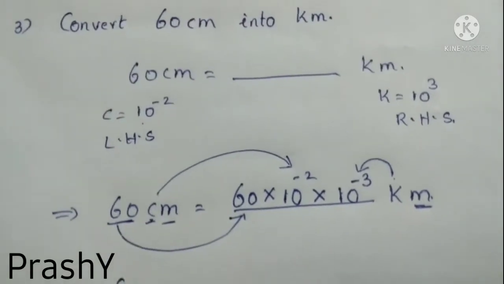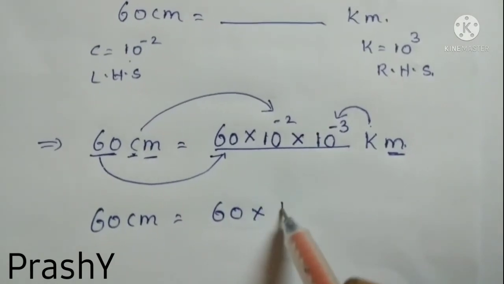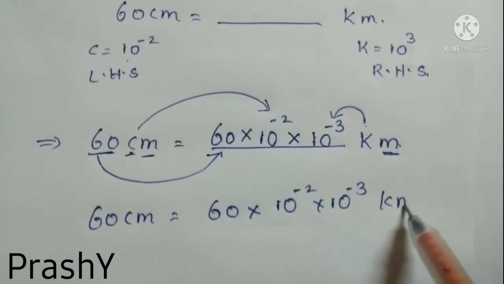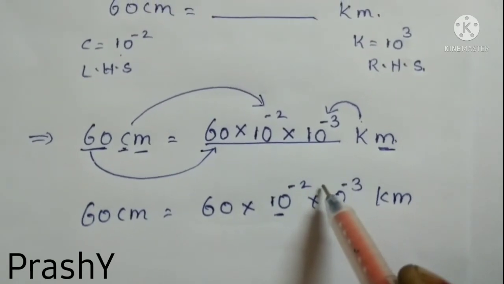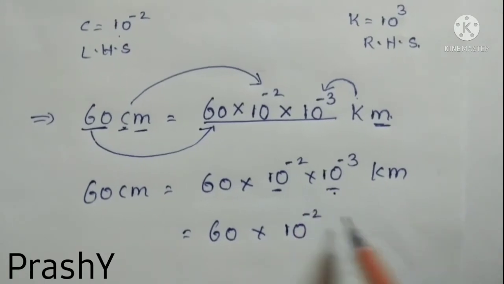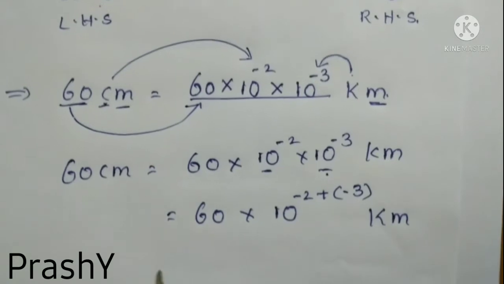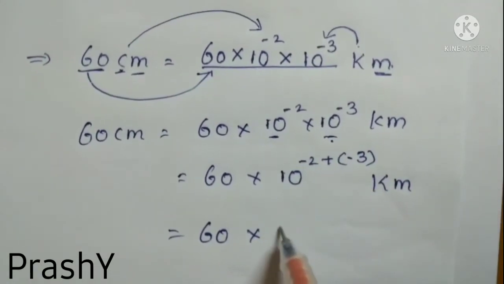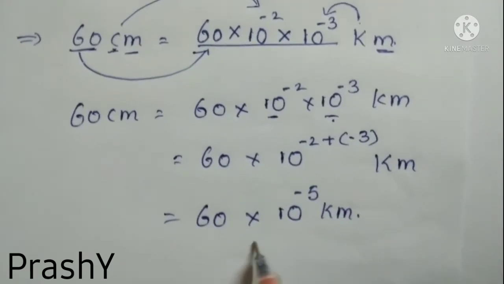So 60 centimeters is equal to 60 into 10 power minus 2 into 10 power minus 3 kilometer. These two bases are same. So when bases are equal, we have to add the powers. So we will get 60 into 10 power minus 2 plus minus 3 kilometers. So we get minus 2 minus 3, that will become 10 power minus 5. So 60 into 10 power minus 5 kilometers. So this is our answer.